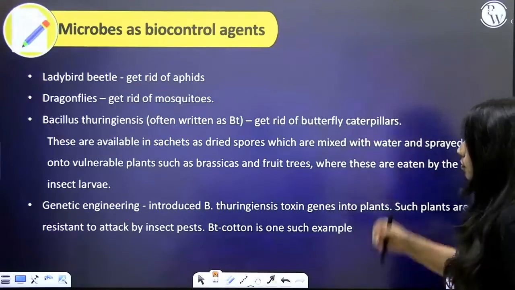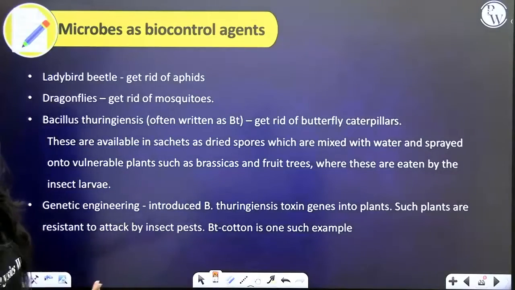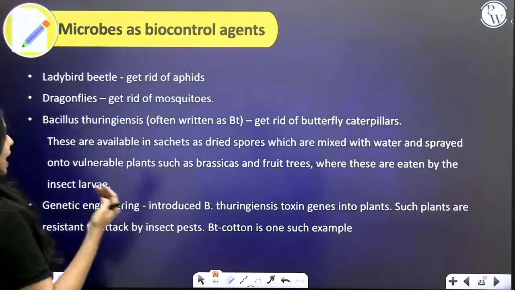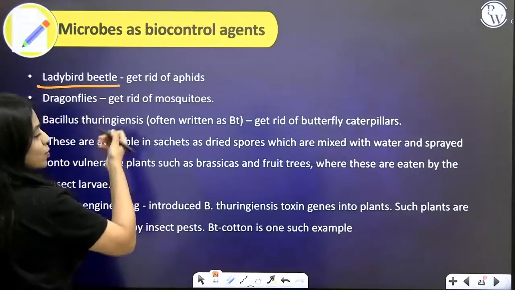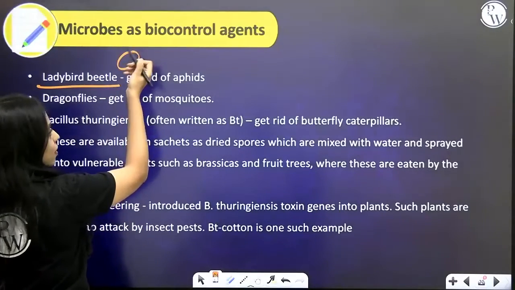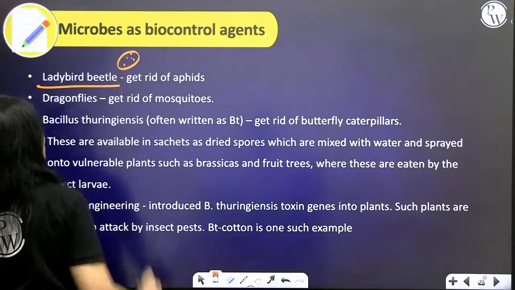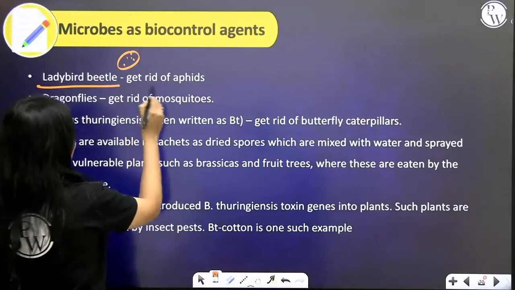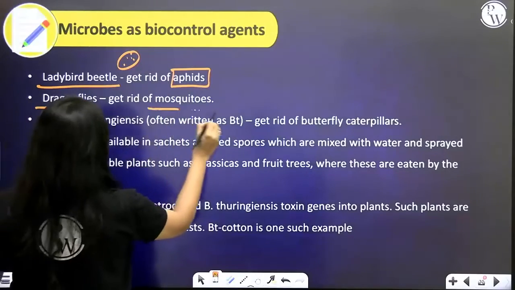So, yeah. Here are some examples. Though this chapter talks about microbes, here you have examples of certain insects also that act as biocontrol agents. Ladybird beetle, I'm sure everybody knows this. It's considered like a lucky symbol, where you have a red colored body with black spots on top of it. That is the ladybird beetle. It's used to get rid of aphids. Dragonflies are used to get rid of mosquitoes.